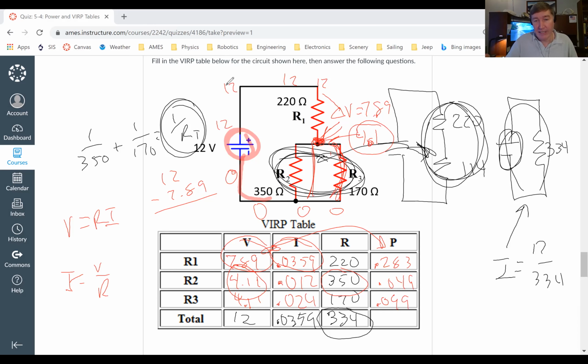Now I do 4.11 times 0.024, and I get 0.099 or 99 milliwatts. And then if I want to know the total current or the total power, I can just add up all of the power separately, or I can do that voltage times that current. Either way will give me the same answer. And that answer works out to be 0.431 or 431 milliwatts. Okay.